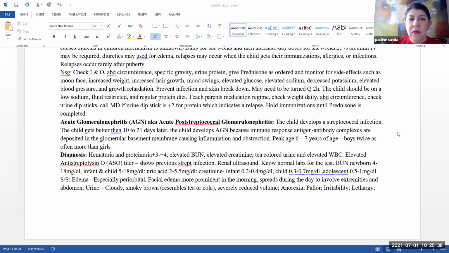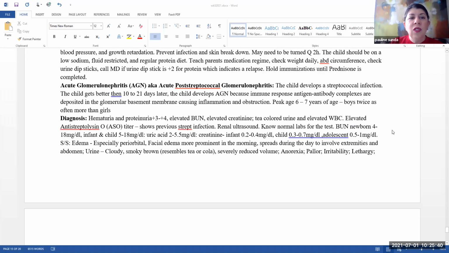The last condition we will talk about today is acute glomerular nephritis. This is also called AGN or acute post-streptococcal glomerular nephritis. Here, the child develops a streptococcal infection. They then get better, and then 10 to 21 days later, the child develops AGN because immune response antigen antibody complexes are deposited in the glomerular basement membrane. This causes inflammation and obstruction.